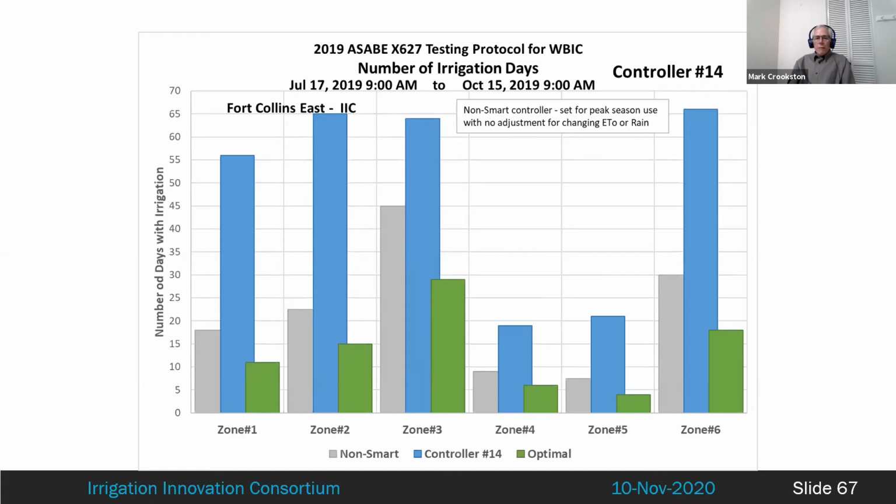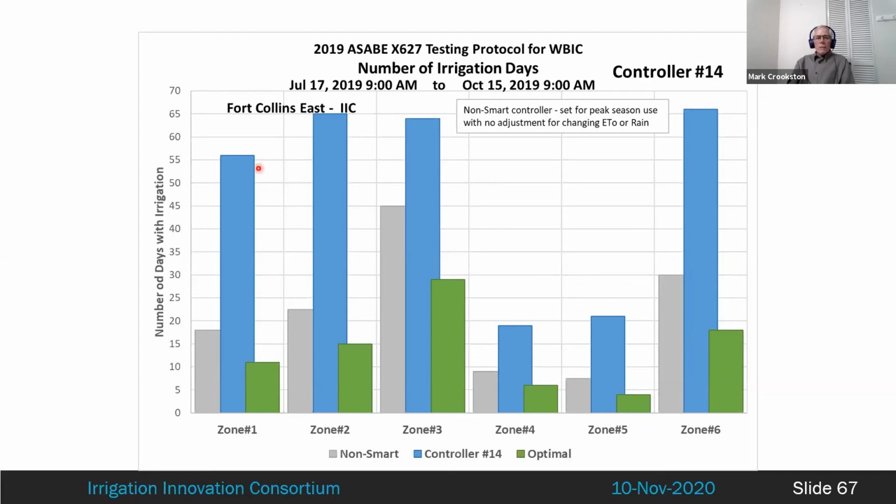This graph emphasizes the need for different zones to have different irrigation intervals or frequencies. The benefits of watering deeply and infrequently can be substantial. Controller number 14 has significantly more irrigation days than optimal for all zones because it's constrained to weekly watering with only 3 available controller programs.